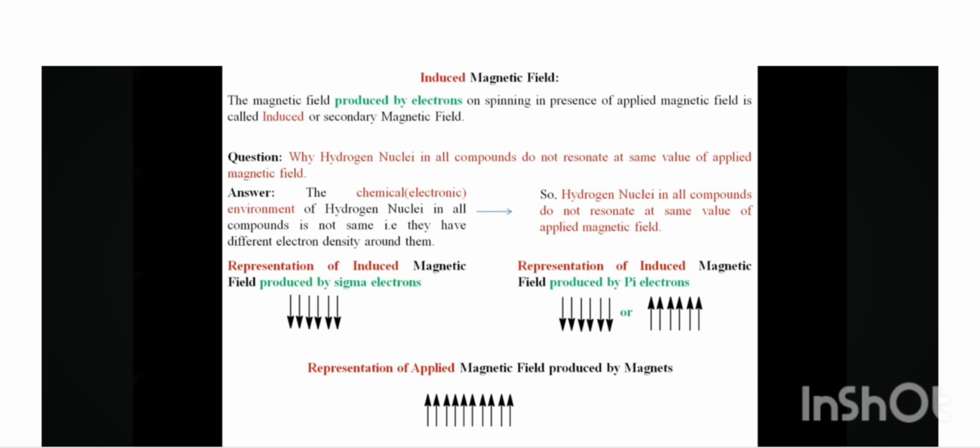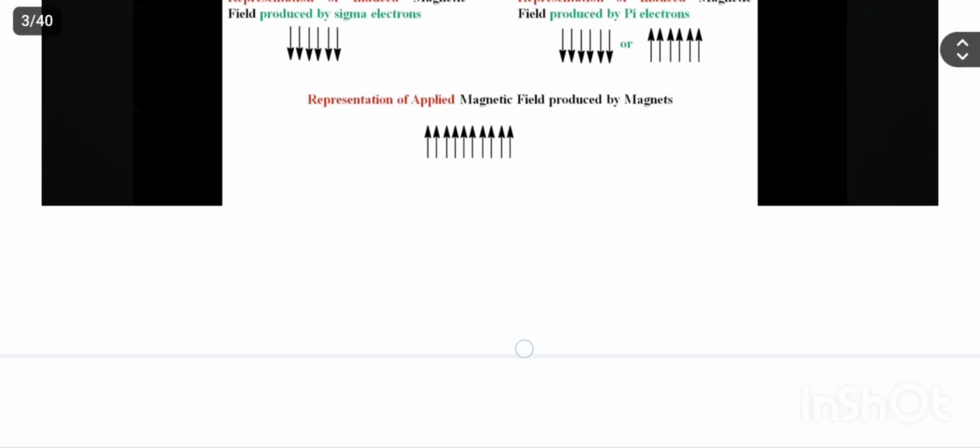Representation of induced magnetic field produced by sigma electron. Representation of induced magnetic field produced by pi electron. Representation of applied magnetic field produced by magnets.